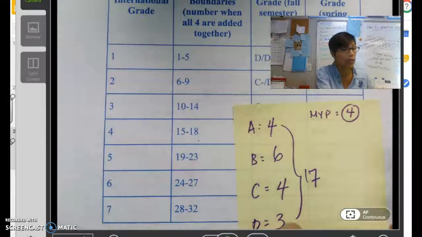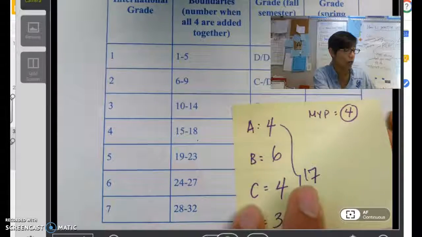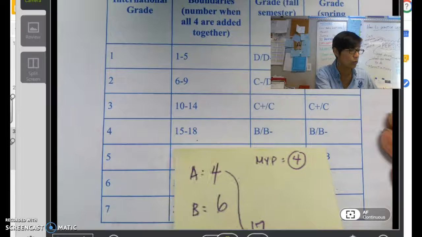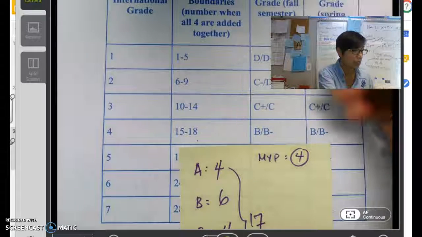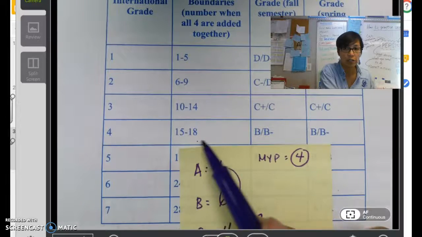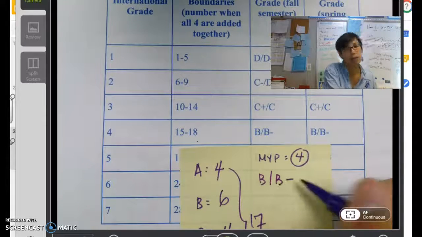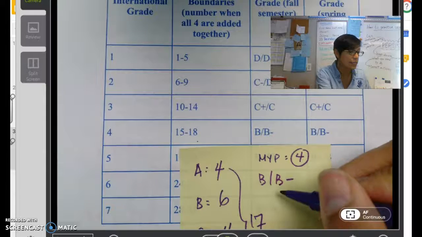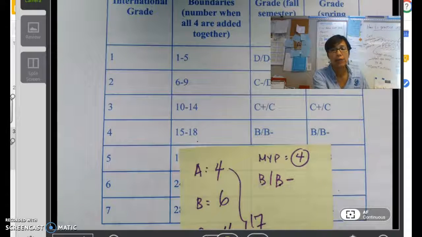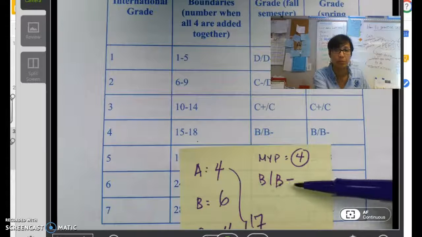What is the equivalent of that for the letter grade? So with the letter grade, the equivalent from a 4 would be a B or B minus. So now at this point, as a teacher, I figure out what the best fit grade is for the student. Is it a B or a B minus?